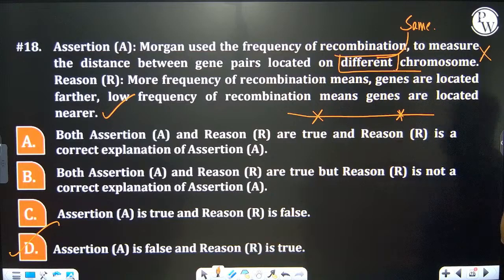Okay, is it clear? Let's go for the next question.